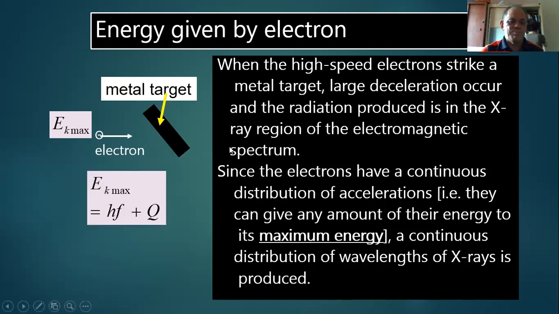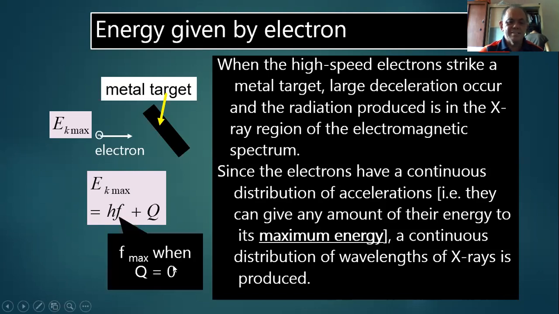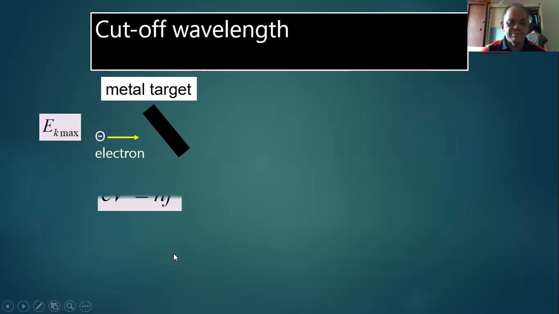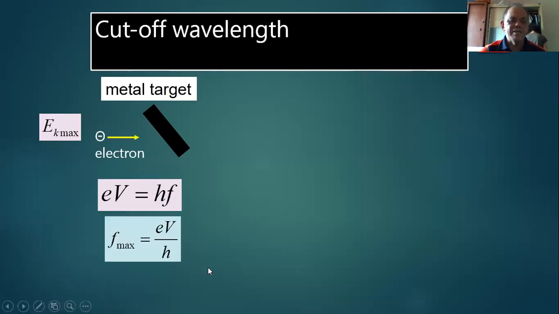Okay, so we can represent it as kinetic energy equals the energy of the X-ray photon plus the energy given to the target. And where none is given to the target, then there is your maximum frequency. Okay, so these are various formulas you can play with. F max, and take the h down, you get this equation, and then remember you can convert it to wavelength.